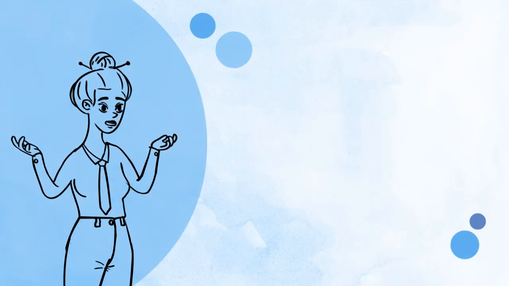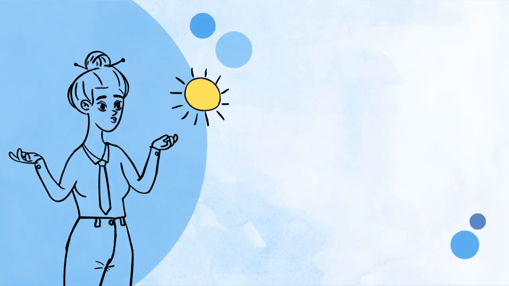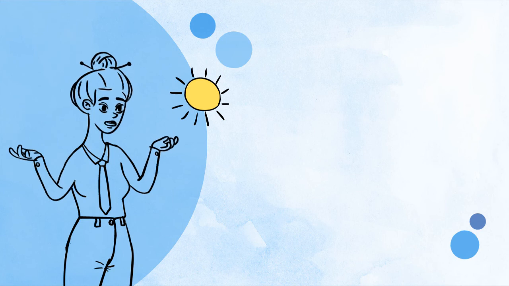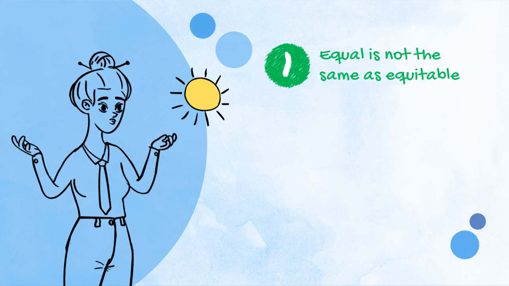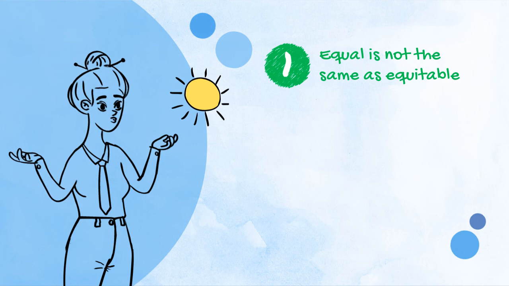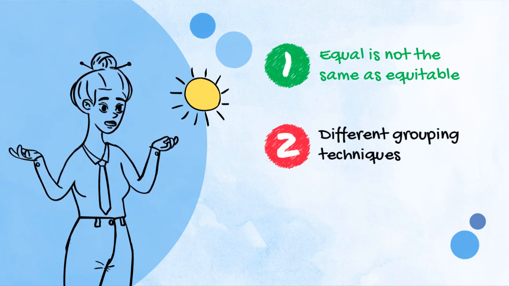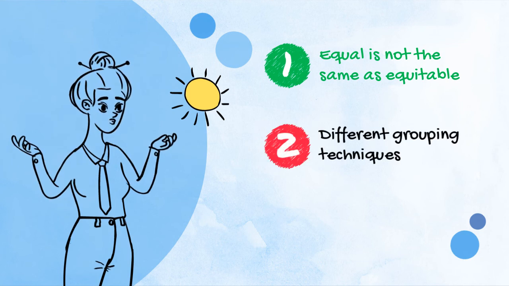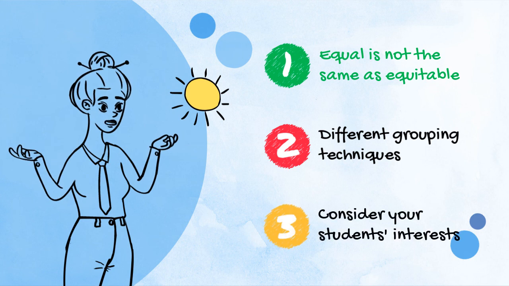Can we create an inclusive classroom? Of course we can. We just need to remember some tips. Equal is not the same as equitable. Everybody has the opportunity to learn. Use different grouping techniques in the classroom and ask your students about their learning preferences and consider them in your planning.